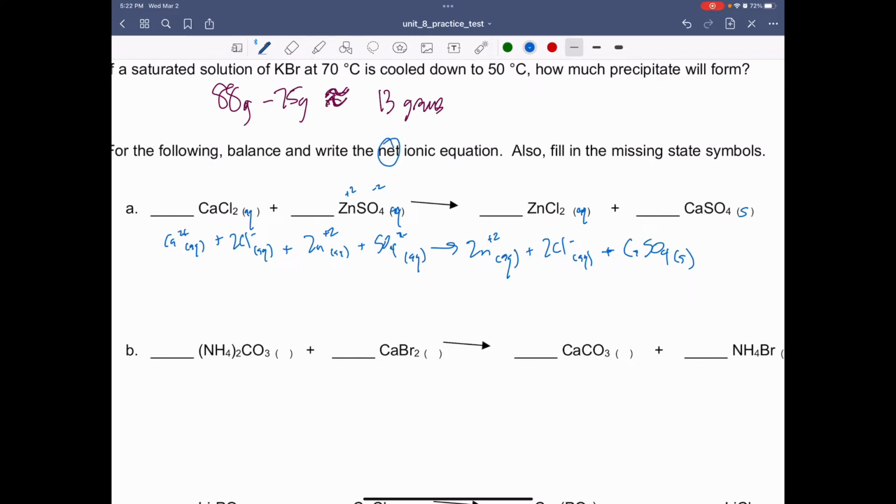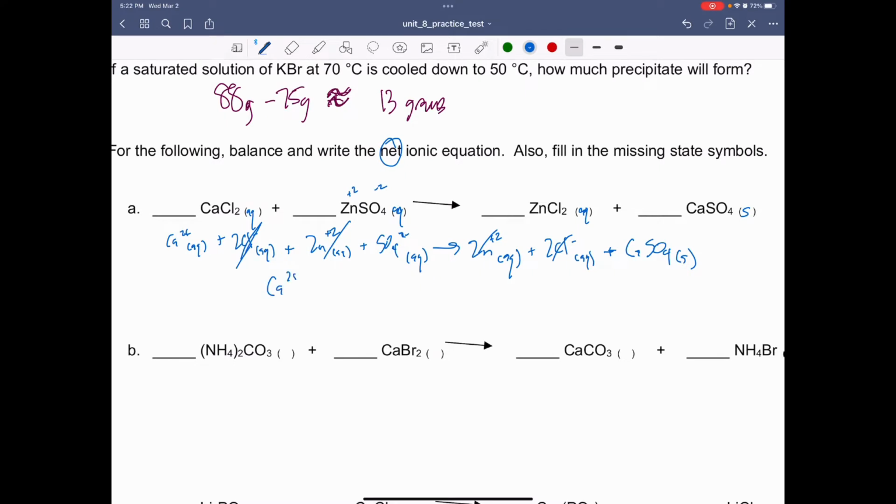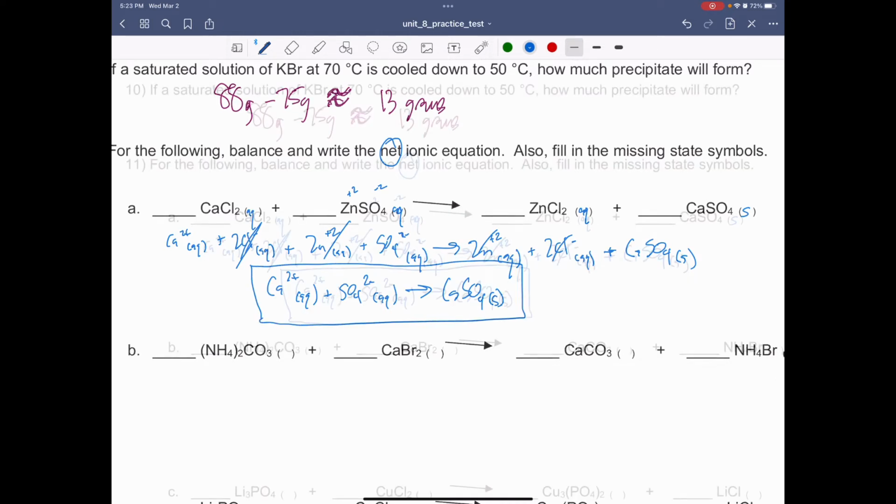So all we're going to do is ignore the spectator ions. And if you think about it, the chlorines are spectator ions, because they appear there and there. The zinc is right there and there. So what happens is really just the Ca2+ aqueous plus the SO4 2- aqueous produce calcium sulfate, which is a solid. And that is the net ionic equation.